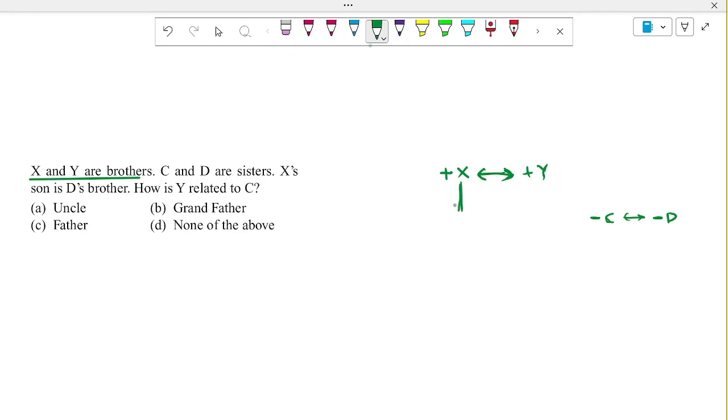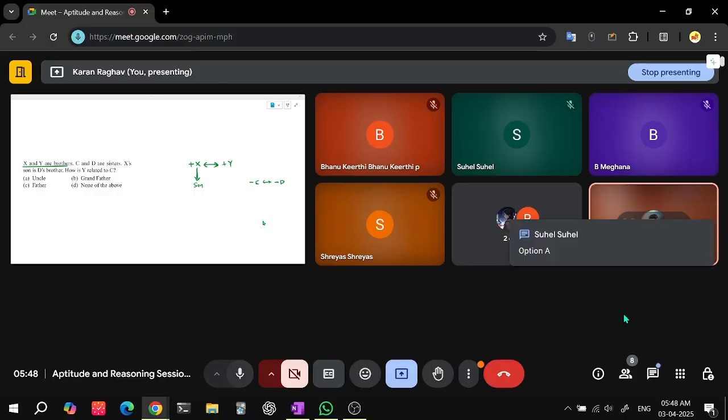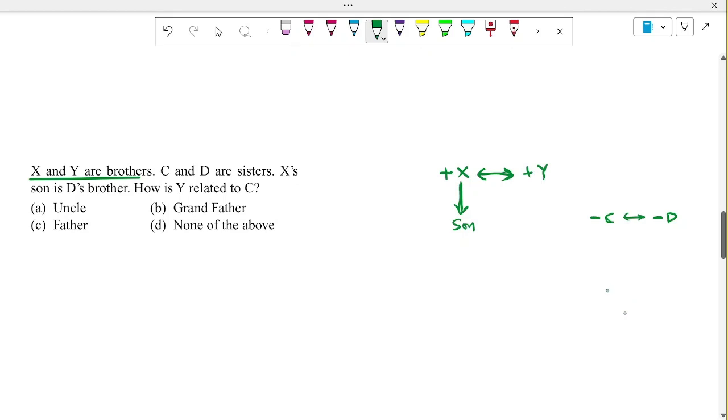X's son, X is having a son. Okay, he's having a son who is D's brother. Option A. Okay, we'll see. X is having a son, and this son is brother of this D. It means they are actually in the same generation. Okay, maybe cousin or something.